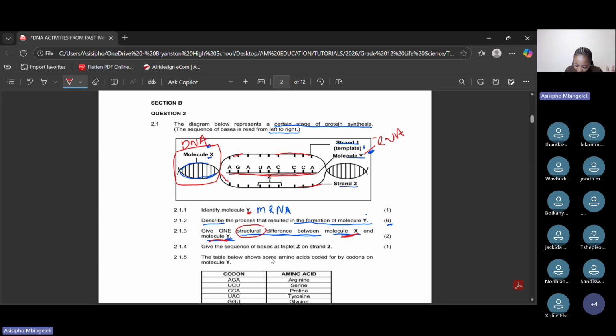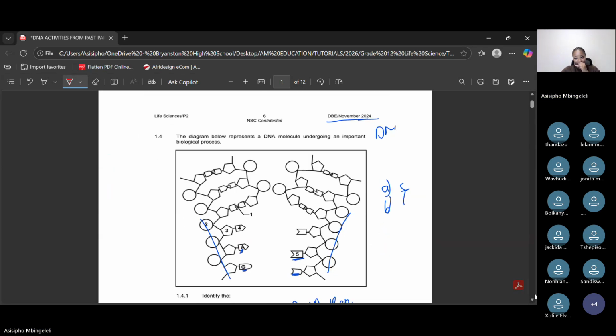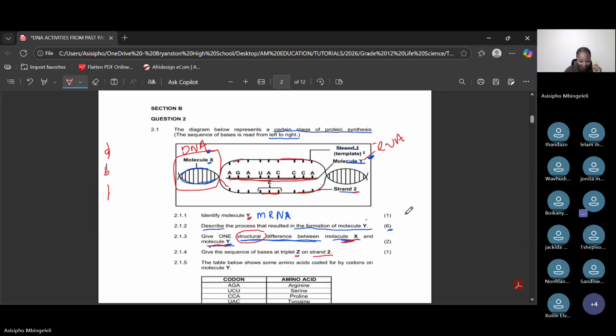Then give the sequence of bases at triplet Z. This one I'm interested to know. This one, I will say it's an open line. I'm going to take 4 options. I am very much interested to know. Give the sequence of bases at triplet Z. There is triplet Z, and it's in a DNA strand. On strand 2, they are telling you on strand 2. I am taking 4 options. If we do get to 4, let me say 3 options. Please, anyone unmute and tell me your option.